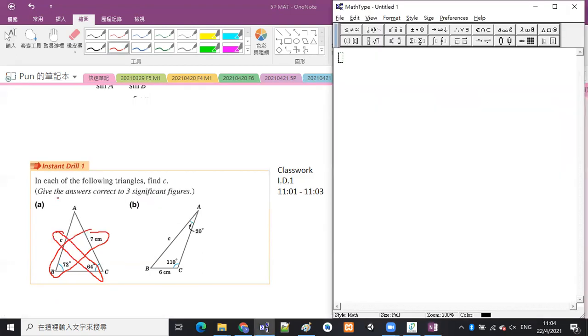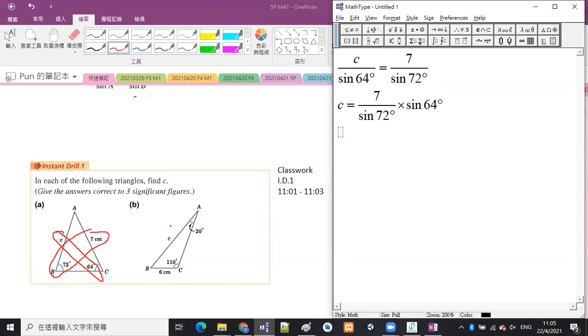Then I want to find C, so I put C on the top left corner. C over sine 64 degrees is equal to the other pair. The length is on the top this time, which is 7, divided by sine of the corresponding angle, 72 degrees. Can you get this expression correct? Then to find C, I multiply by sine 64 degrees on the right-hand side. So 7 over sine 72 degrees times sine 64 degrees.